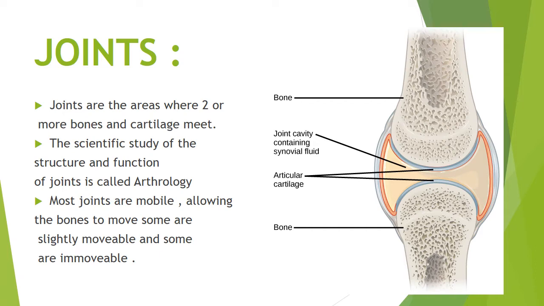So students, most of the joints are movable, called freely movable joints. Examples are your hip joint and your shoulder joint. Some joints are slightly movable joints, for example the ribs, while some are immovable joints, meaning they don't allow any type of movement. These are also known as fixed joints.